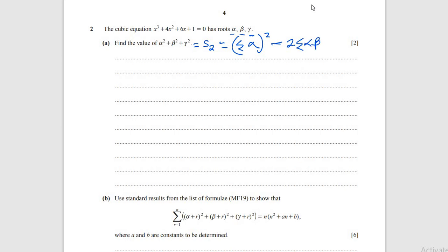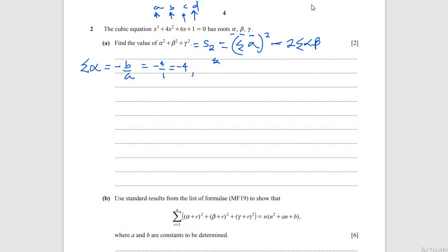That formula for S2. So now, how do you find the sum of roots? The sum of roots is minus b over a, where the coefficient of x cubed is a, the coefficient of x squared is b, the coefficient of x is c, and the constant without x is d. So the sum of roots is minus b over a, that's minus 4 over 1, which gives minus 4.